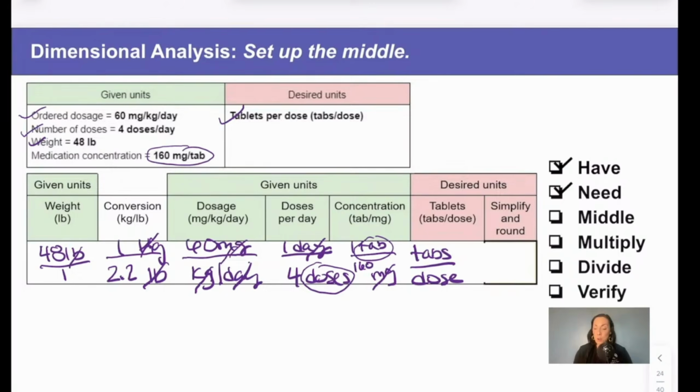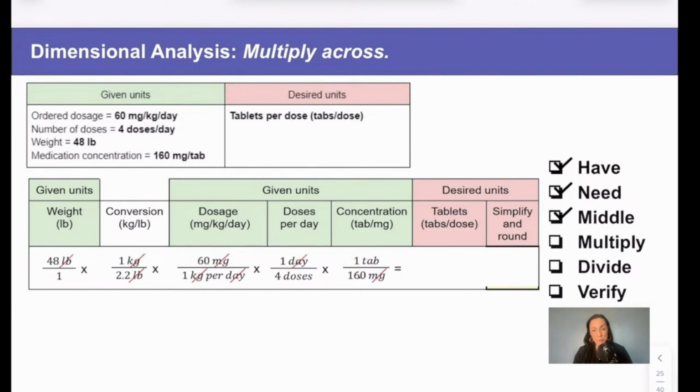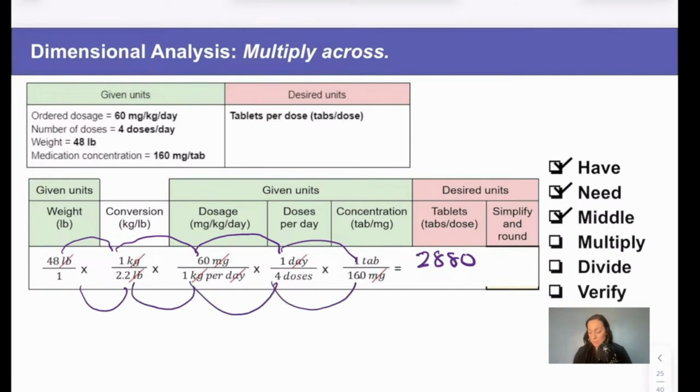So now that we have that all plugged in, let's go ahead and multiply across. So we have our 48 times our 1 times our 60 times our 1 times our 1. What do you guys get for the top? You get 2,880. Then we're going to do the same thing at the bottom. So we'll do our 1 times our 2.2 times 1 times 4 times 160. Good job, everyone. So what do we get here on the bottom once you multiply all of that? Perfect. Yes, 1,408. Great job.